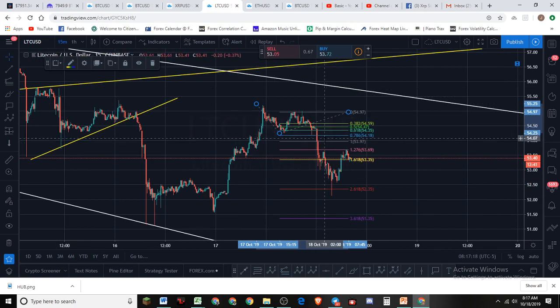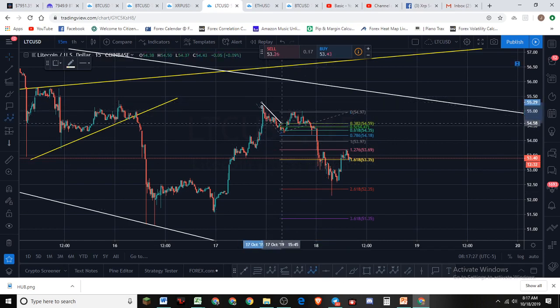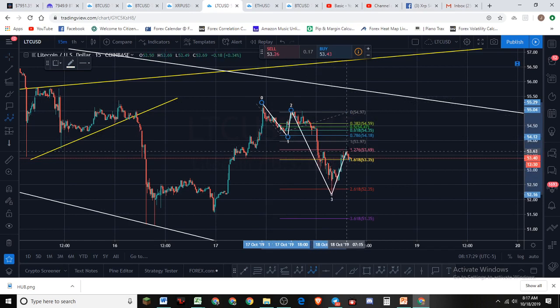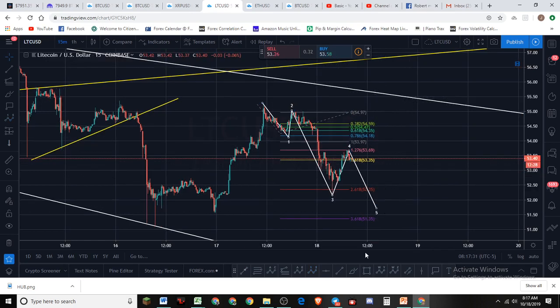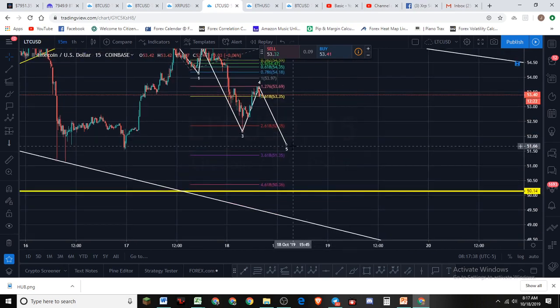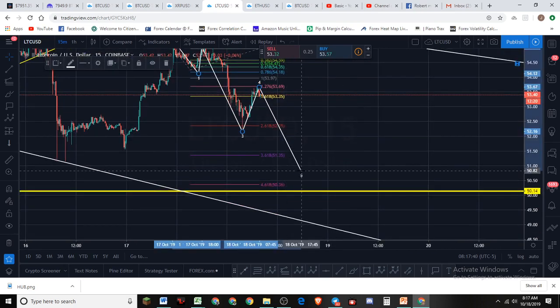that could be 1, 2, 3, 4. So I'm inclined to say that, that's why I had it marked like that. 1, 2, 3, 4. We're going to have one more push down. So if Bitcoin comes down one more time, so will Litecoin. That's what we're looking for. And that'll finish. Could be an extended 5th wave, or just a double bottom here.